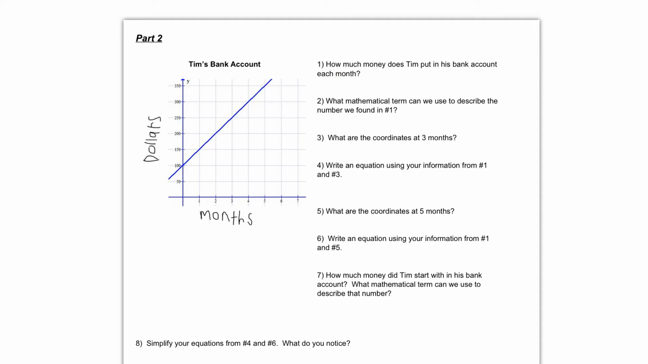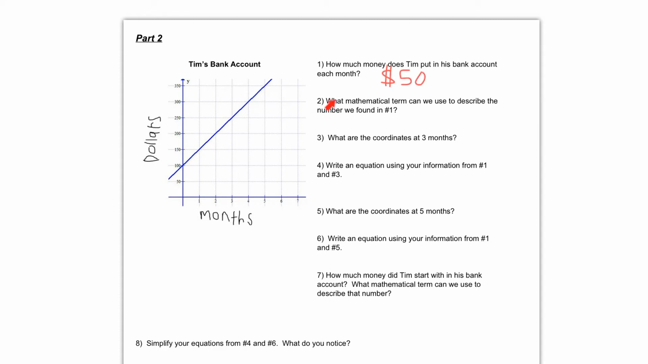So if we look and see, at 0 months he's got $100. At 1 month he's got $150. At 2 months he's got $200. So it looks like he is putting in $50 each month. So for number 1, we can say $50.